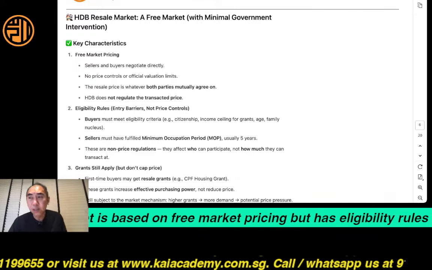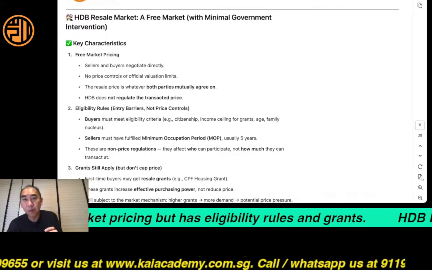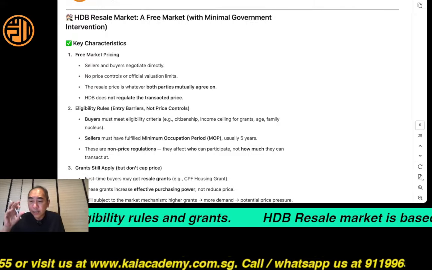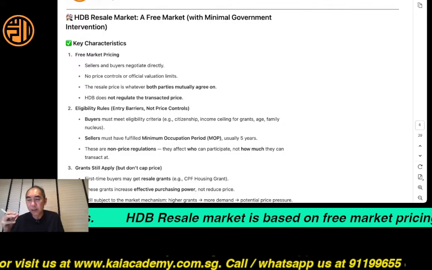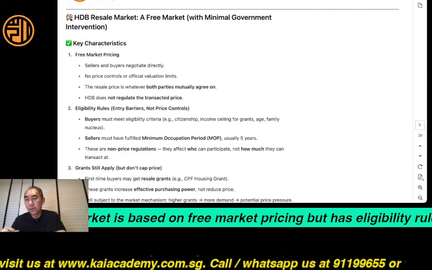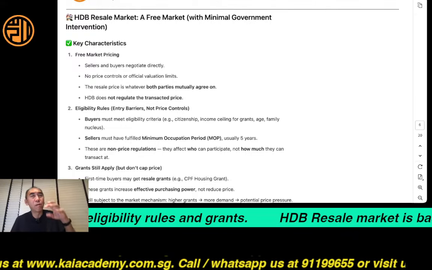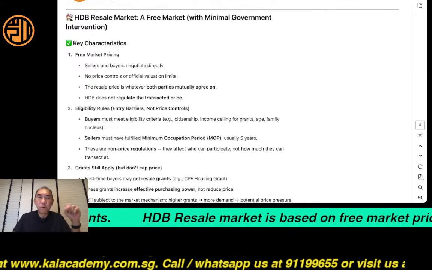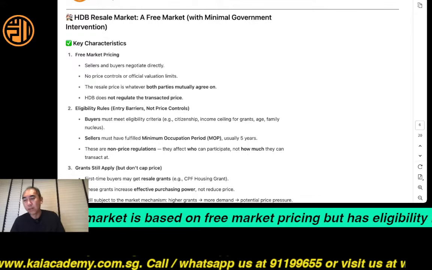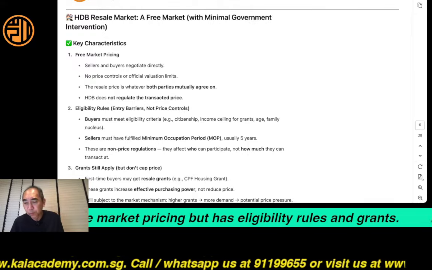How does it intervene? The way HDB intervene in the resale market, right, is by setting certain eligibility criterion. Like for example, you have to be maybe citizens, you have to be permanent residents, if you are downgraders from private property, you have a minimum wait out period for 15 months, etc. So there are certain criteria you must fulfill, right?